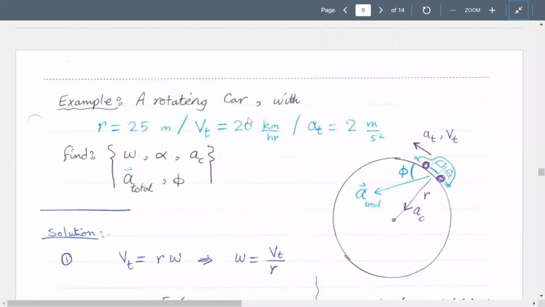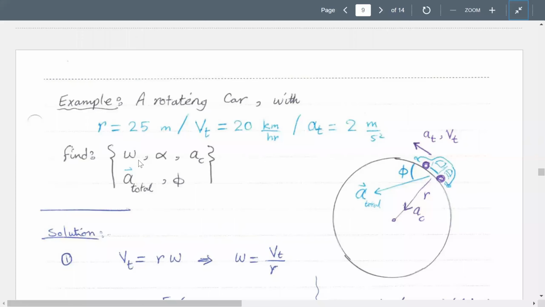Okay, if we have a car rotating around a circle, and the radius of that circle is 25 meters, the tangential velocity is 20 kilometers per hour. It's a car, and this is its speed. When we talk about the tangential, we can say velocity because we know the direction. And the tangential acceleration is 2 meters per second squared. So we have speed or velocity, and we have tangential acceleration for this car.